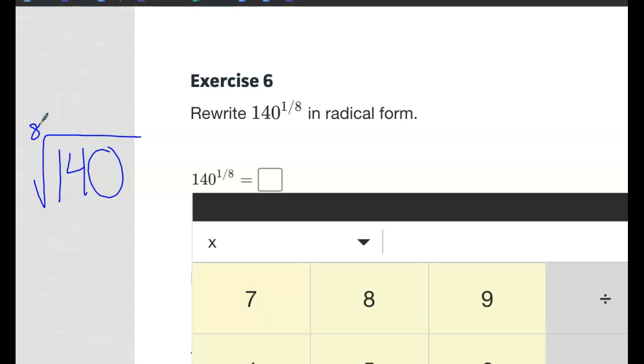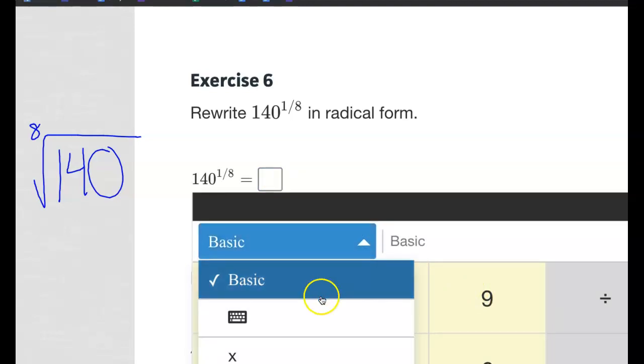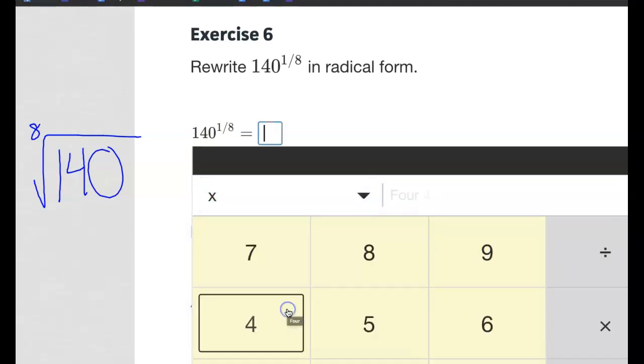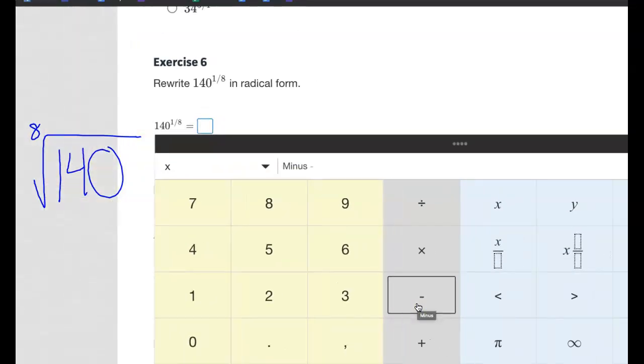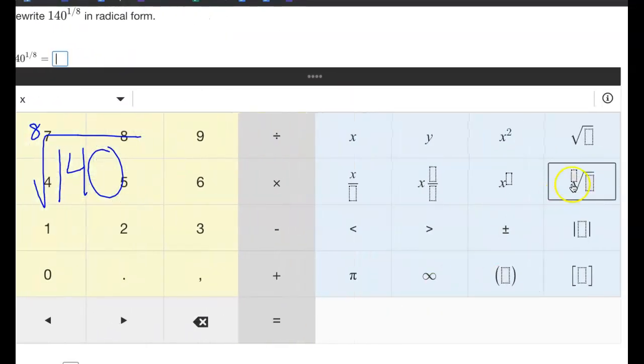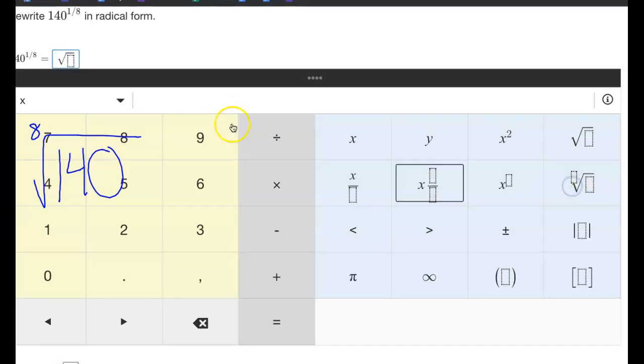To type this into your online system, the original keyboard that it gives you is called Basic. When you click on Basic, you have to go down to the X, and then it'll give you some different options. The option I would want is this one, because I can fill in both the 8 and the number. I click that, and it gives me the little box first, so I put 8, and then I click inside to get the 140.